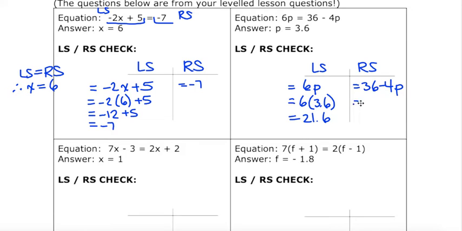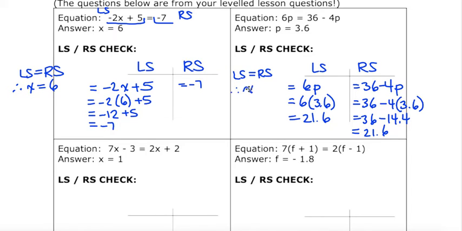And on the right side, I have 36 minus 4 times my value of p, which is 3.6. When I'm doing the left side, right side check, it's important that I follow order of operations. So I have to do my multiplication first before I can subtract it from my 36. So negative 4 times 3.6 is negative 14.4. And then 36 take away 14.4 is 21.6. So again, my left side equals the right side.